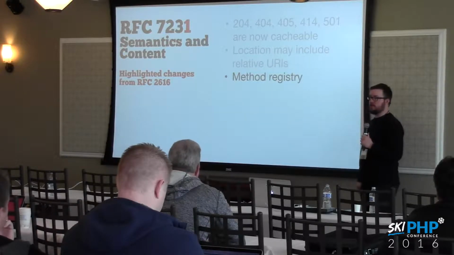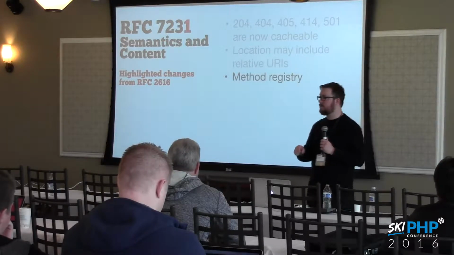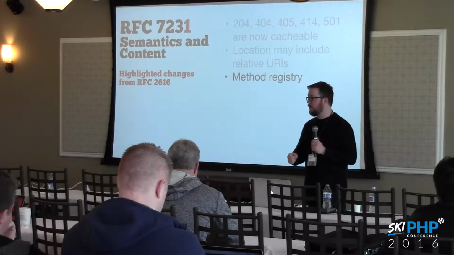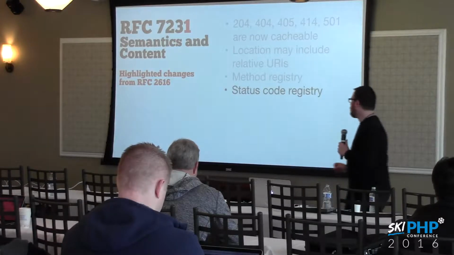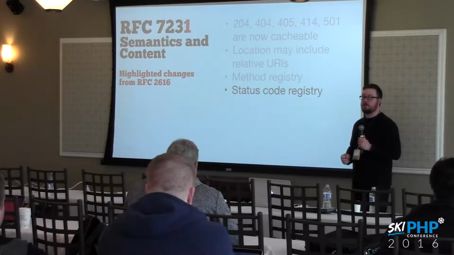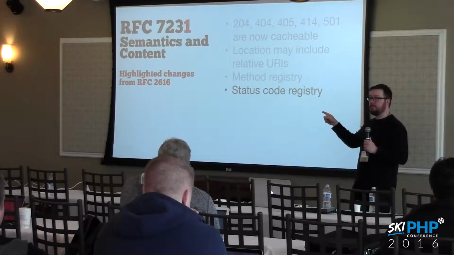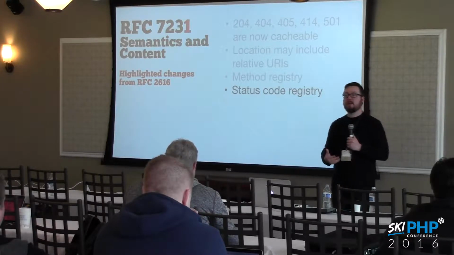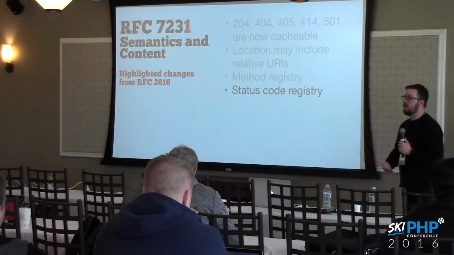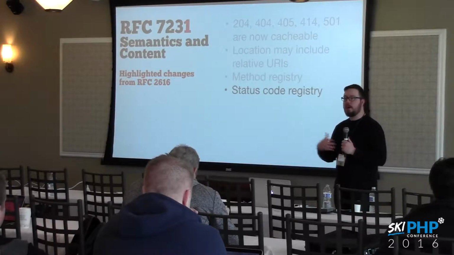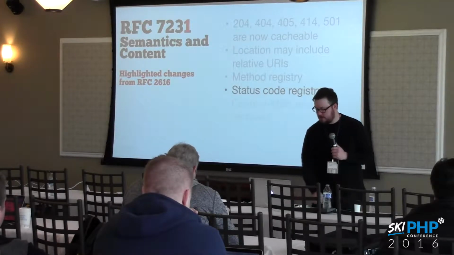7231 sets up a method registry. 2616 did not have a method registry. So I showed you several other RFCs along the timeline that were adding new methods or new headers, for example, and adding new status codes. They've now explicitly set up registries to extend HTTP without having to update or modify this RFC. So now HTTP is very extensible, and anyone can propose a new status code or a new method or a new header and create an RFC for it, and when that RFC gets accepted, it gets added to this registry. I have links to the registries in the presentation.